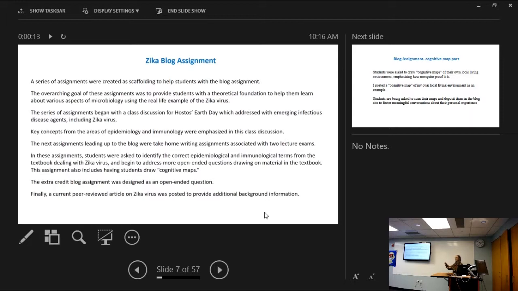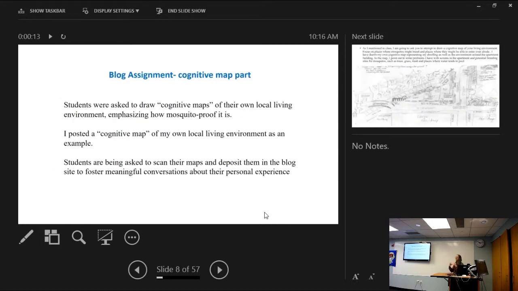cognitive map, which I asked them to put on the blog, and you'll see a small number of those cognitive maps in a couple of minutes. And then there's a very open-ended question that I asked them to answer. It was done as an extra credit, but most of the students ended up doing that.